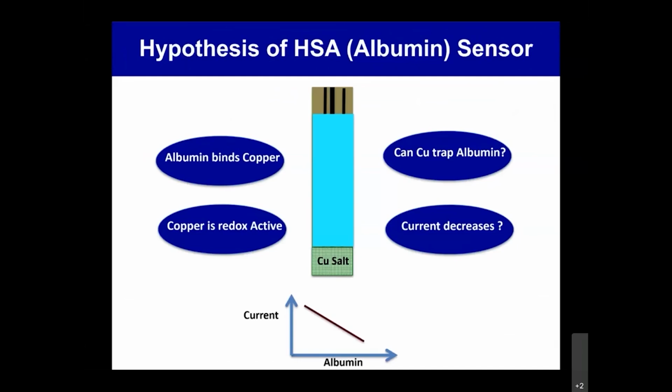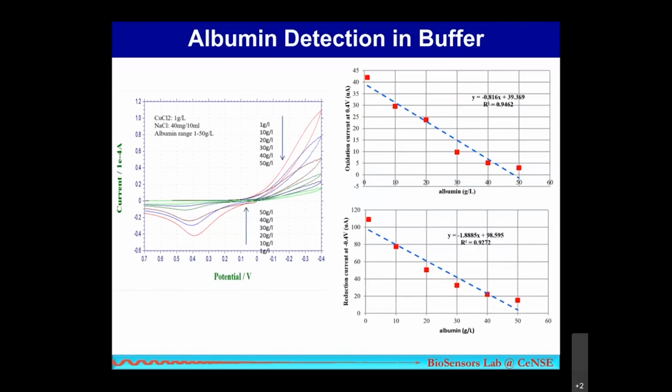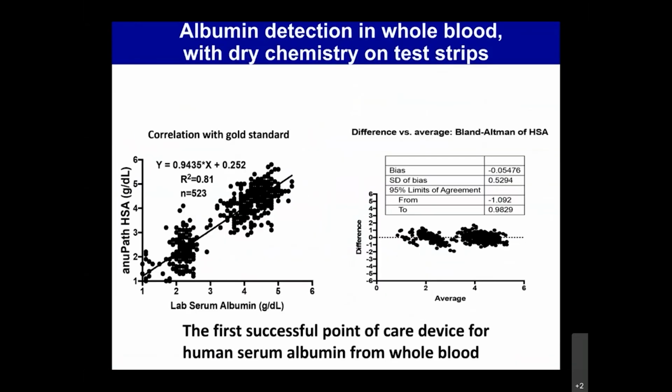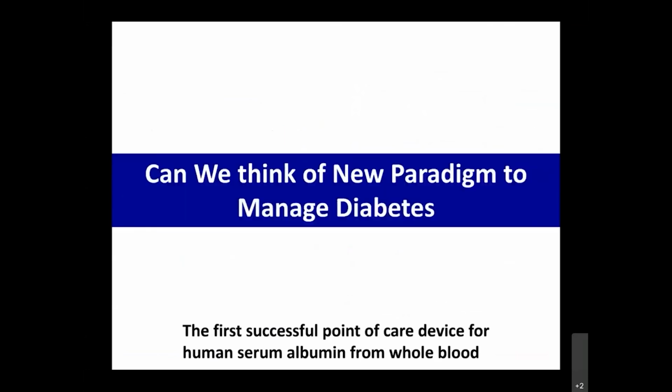And indeed, we did a lot of experiments and we verified that albumin concentration does impact the current that we measure, with an inverse relation as is illustrated. Eventually we were able to take it all the way to making a strip with the chemistry on the strip, and validating this test strip with the biosensor that is essentially on the same platform.